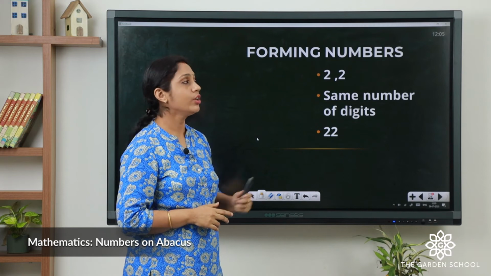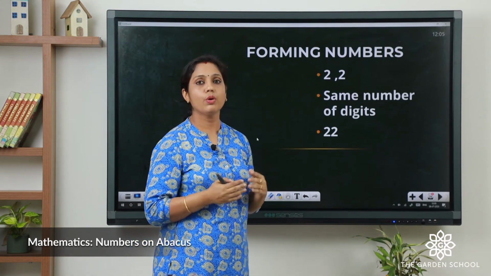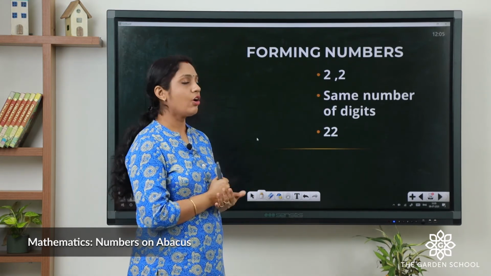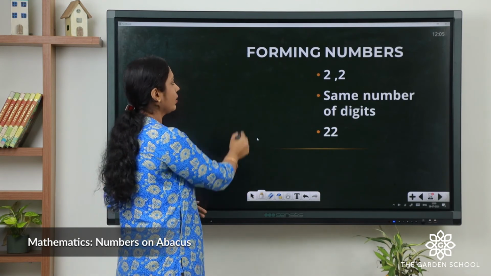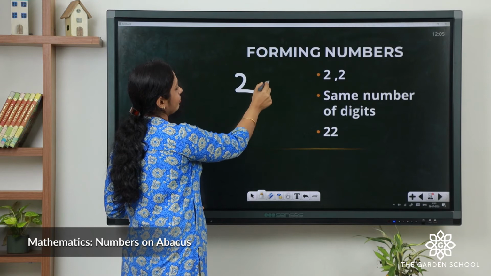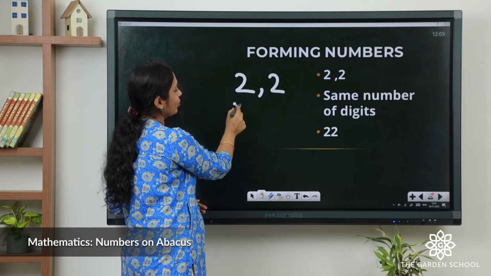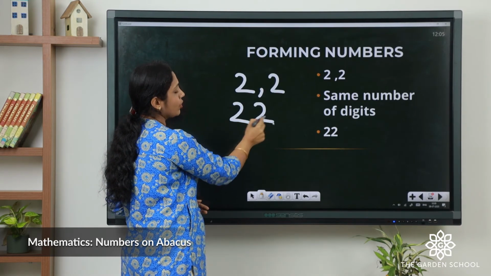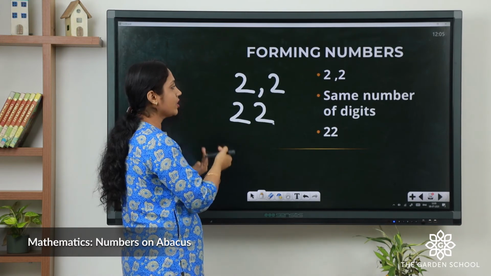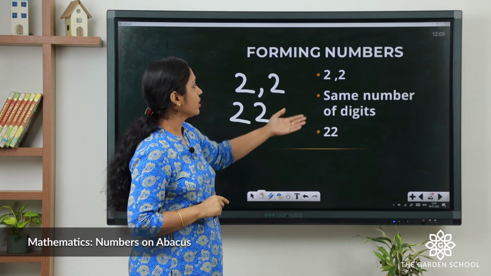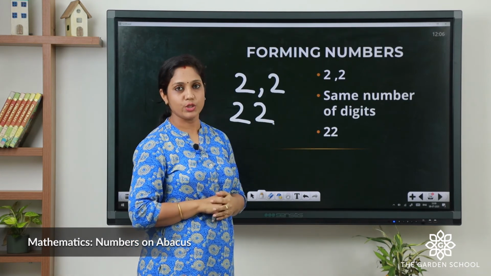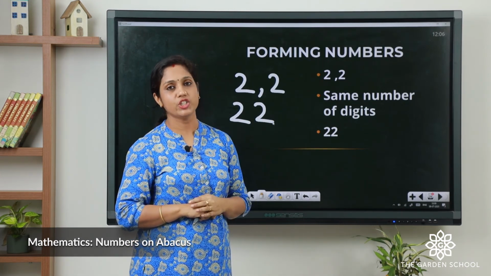Here we have 2, 2. Both are the same numbers. So how can we form the largest possible number and smallest possible number? If we put 2 in the tens place and ones place, we get 22. Again, we have the same numbers, so we get only one number out of it. So same number, we get 22. We get only one 2-digit number out of it.